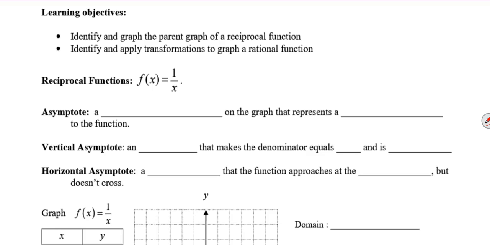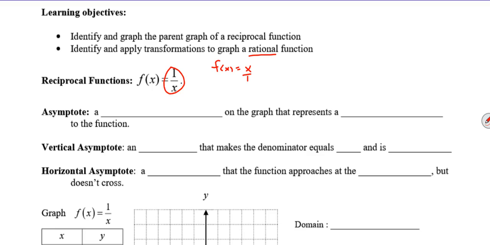Okay, so the reciprocal function is basically f of x equals 1 over x, right? So that's just the reciprocal of f of x equals x over 1. So the reciprocal is 1 over x. So these are reciprocal functions when the variable is in the denominator. It's also kind of known as a rational function. So you may see it sometimes called a reciprocal, sometimes a rational, basically the same thing.